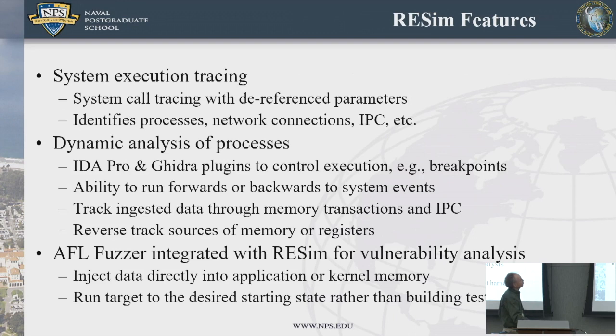So the result of all this work is we can do full system execution tracing, again, from the other side of the hardware, tell you all the system calls that are made, and dereference all of their parameters. We can use all that information to identify what processes are running in the system, what network connections are being made, and what kind of inter-process communication is taking place. We can drill down into individual processes and use plugins on tools like IDA Pro and Ghidra, their disassembler debuggers. And we can use those to interact with the execution in order to set breakpoints to run forward or run backwards. This ability to run backwards is really something quite phenomenal.